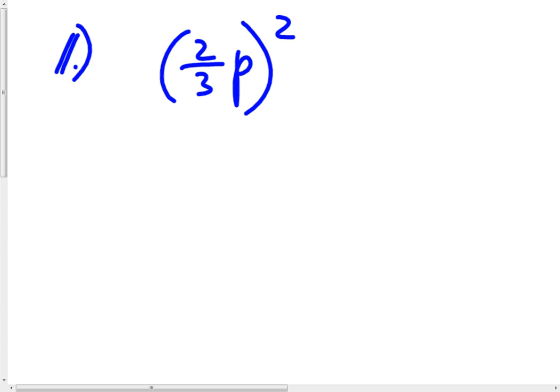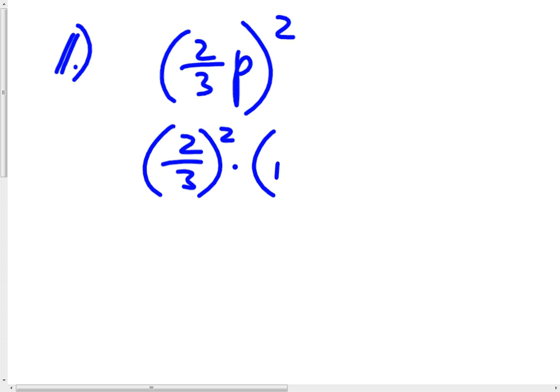Do we have an exponent on the outside of the parentheses? Yes. What did we do the last time there? Distribute the parentheses. Distribute it. That's not a good technical math term to use, but if that helps you remember, that's what I want you to use. That's what I use. So I'm going to say that the 2/3 gets the 2. I'm going to say that the P gets the 2.